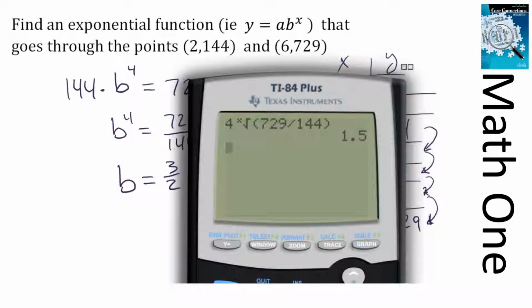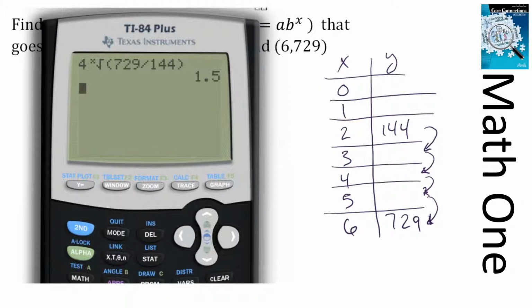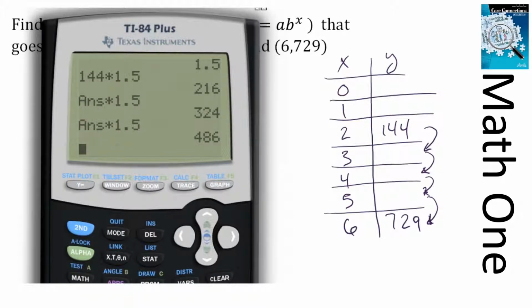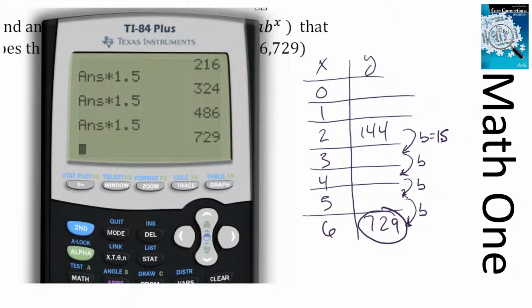And I can verify that. In fact, I kind of enjoy doing this. I could start with 144 and multiply times 1.5, that's one of them, times 1.5, that's 2, times 1.5, that's 3, times 1.5, and that's 4. And you can see I did land exactly at 729. So I know exactly what b is. I'm multiplying by 1.5 each time, and as I multiply by 1.5 each time, I move to new terms in this sequence.